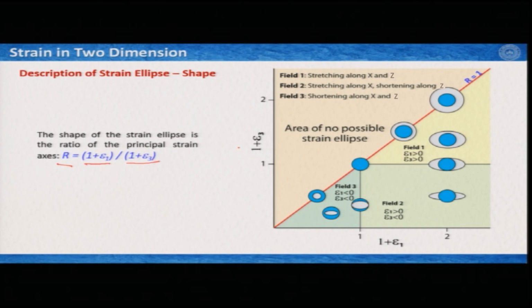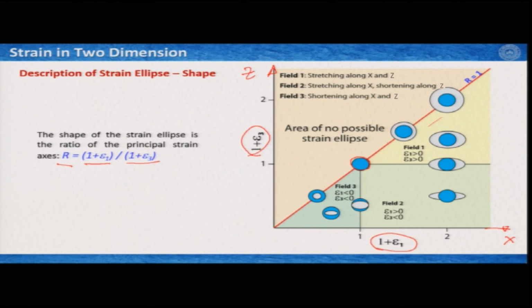And if we plot them, here 1 plus E1 along the x direction and here 1 plus E3, the short axis, along the z direction, then we certainly get this 45-degree line, which is R equal to 1. That means along this line no ellipse would be produced, because your long axis and short axis have similar value. So where 1 plus E3 and 1 plus E1 are 1, it would be a circle.